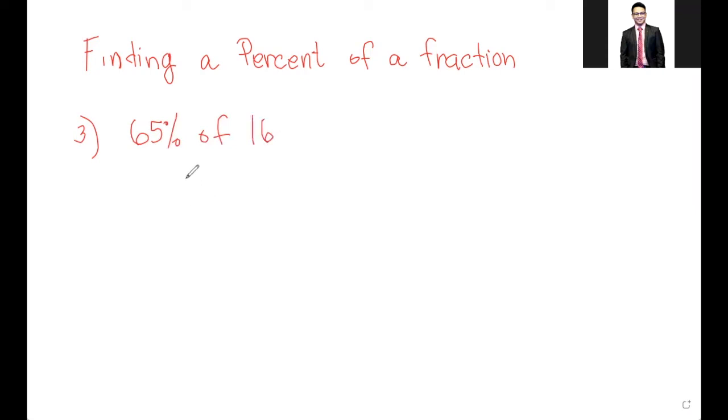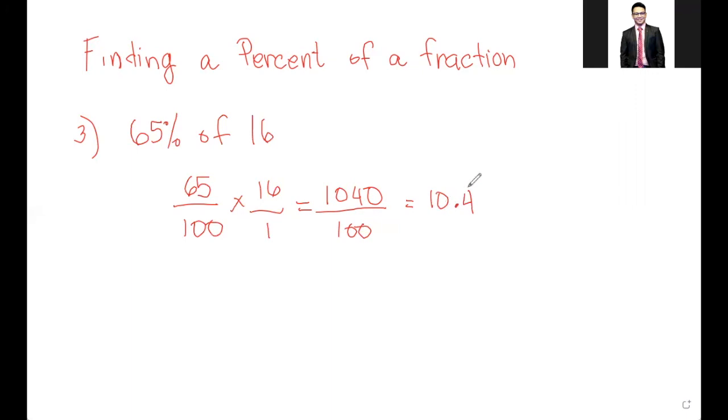So in this case, again, we change the percent into its fraction form, which is 65 over 100. And multiply it to 16 over 1. So that will give us 65 times 16, which is 1040. And 100 times 1 is 100. Simplifying this fraction here, we'll get 10.4. So 65% of 16 is 10.4.